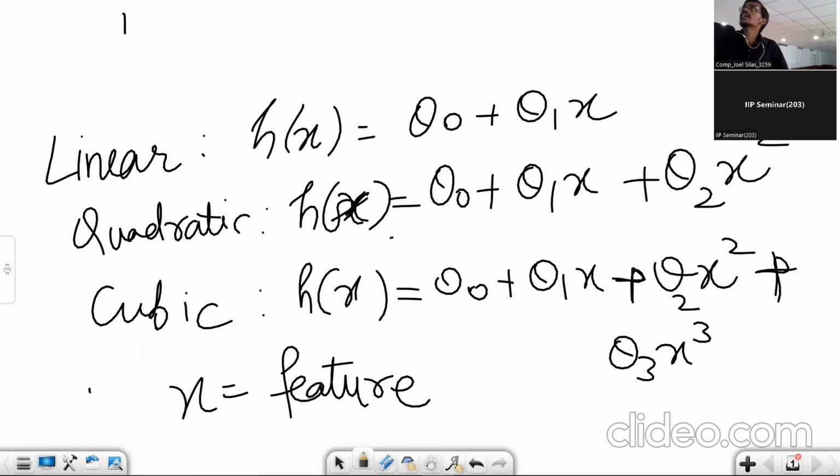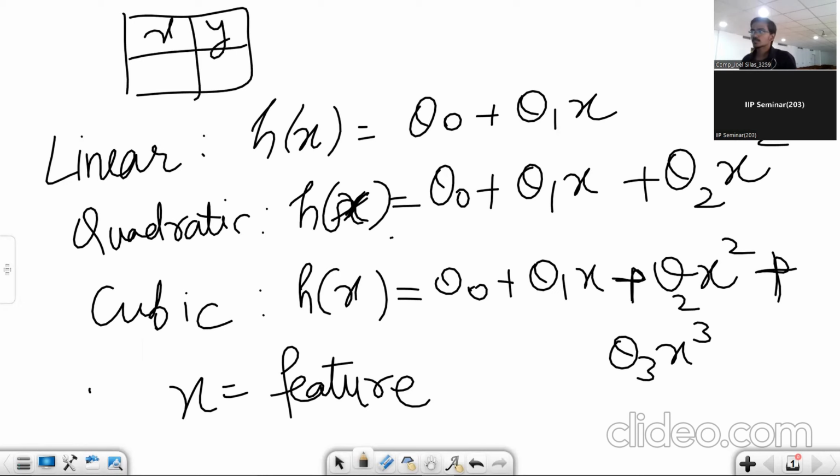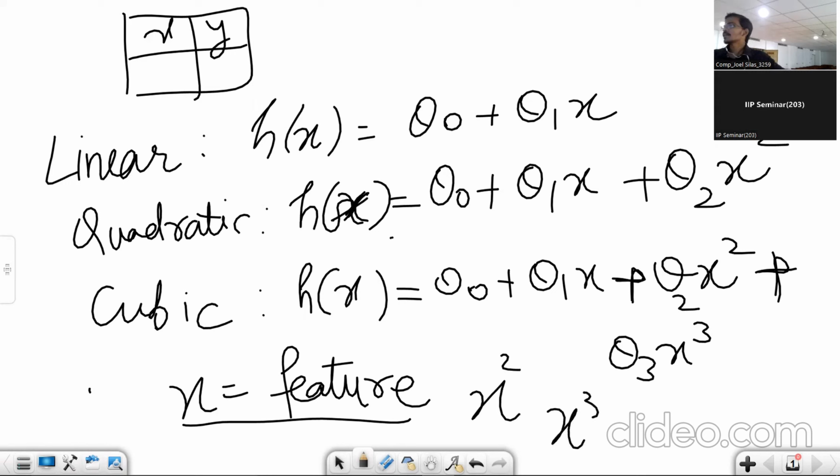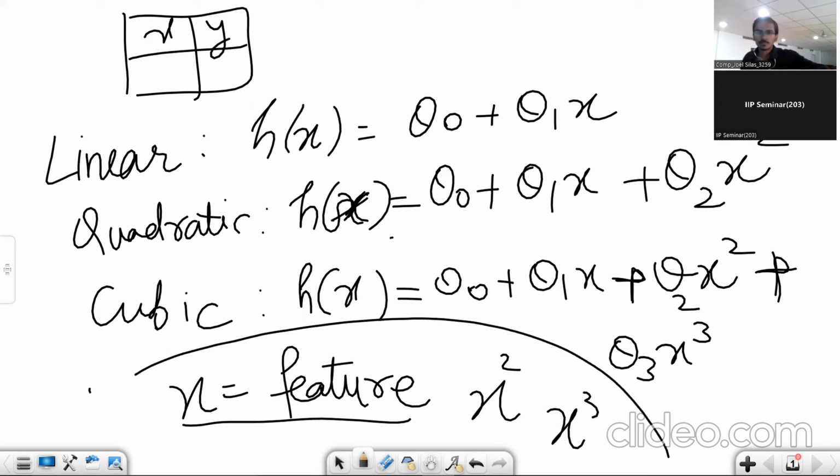Suppose we have this as our data set in which we have x and y as feature and label. Then this particular thing is our feature. X square will be the square of the feature and x cube would be the cube of the feature. Right?